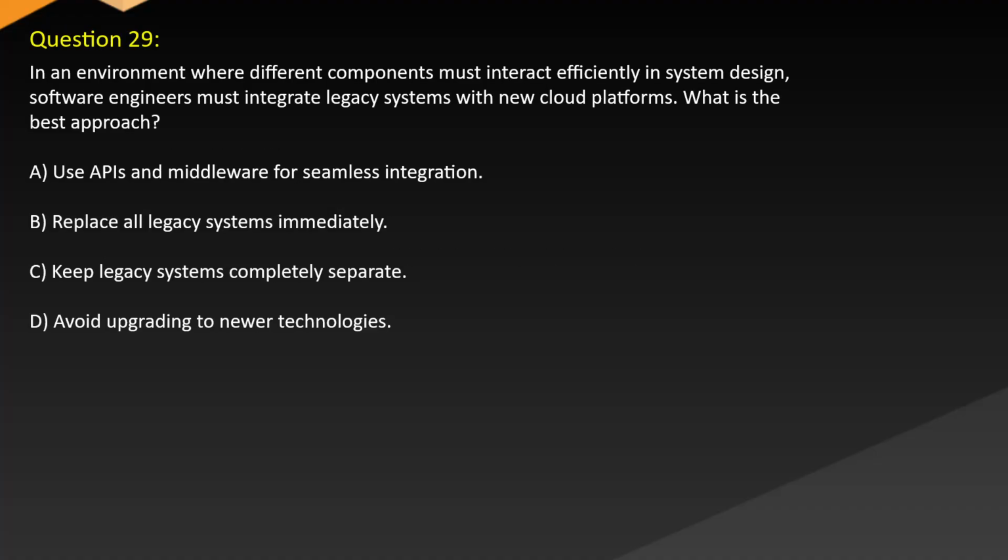Question 29. In an environment where different components must interact efficiently in system design, software engineers must integrate legacy systems with new cloud platforms. What is the best approach? A. Use APIs and middleware for seamless integration. B. Replace all legacy systems immediately. C. Keep legacy systems completely separate. D. Avoid upgrading to newer technologies.